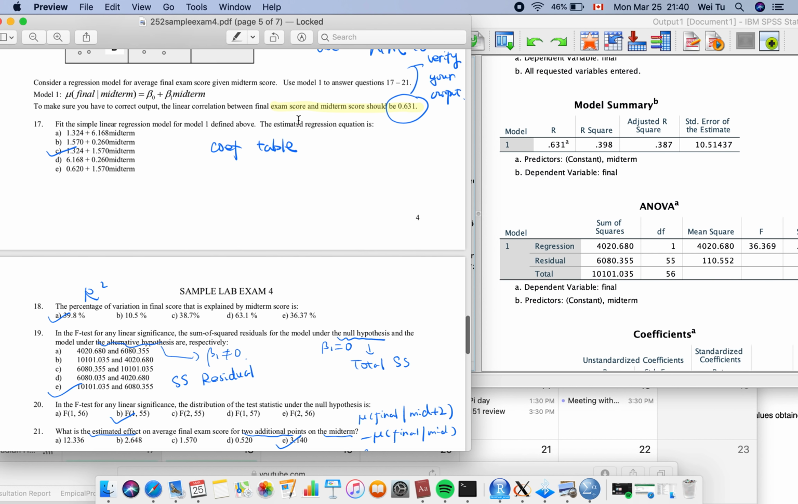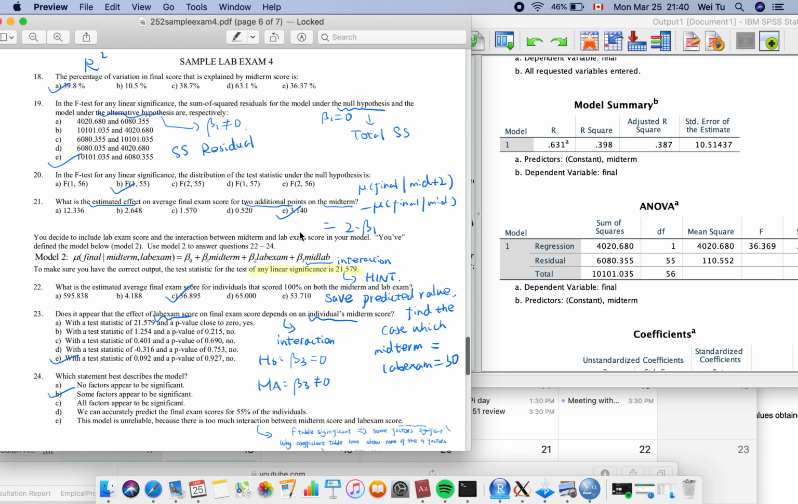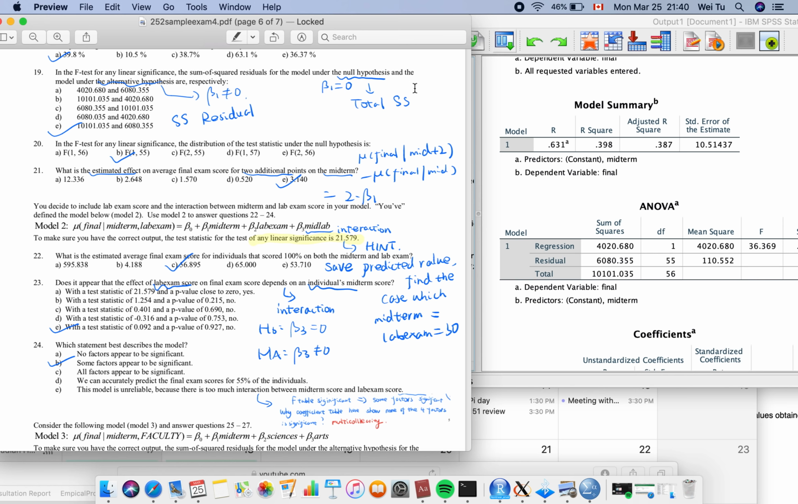Oh, sorry, I forgot to verify your output. So here the hint they give you is that the correlation is 0.63. So we have 0.63 here. So we have the right output. And now let's run model 2. So model 2 has 3 predictors.